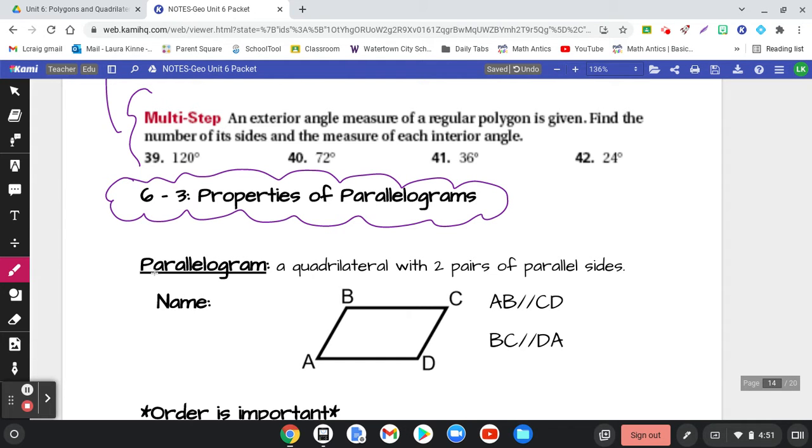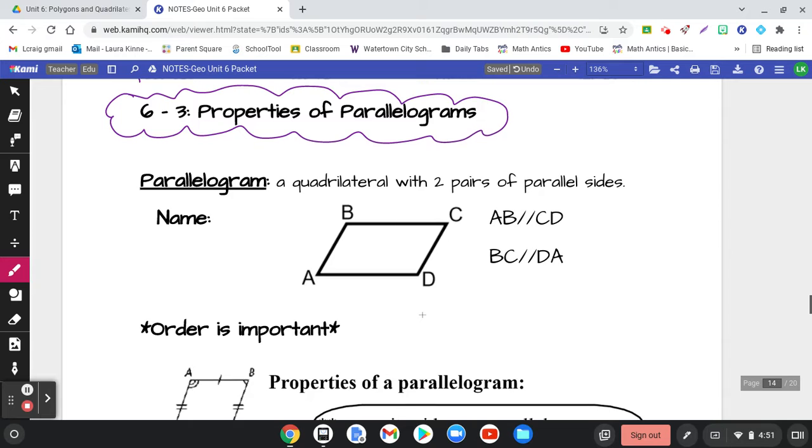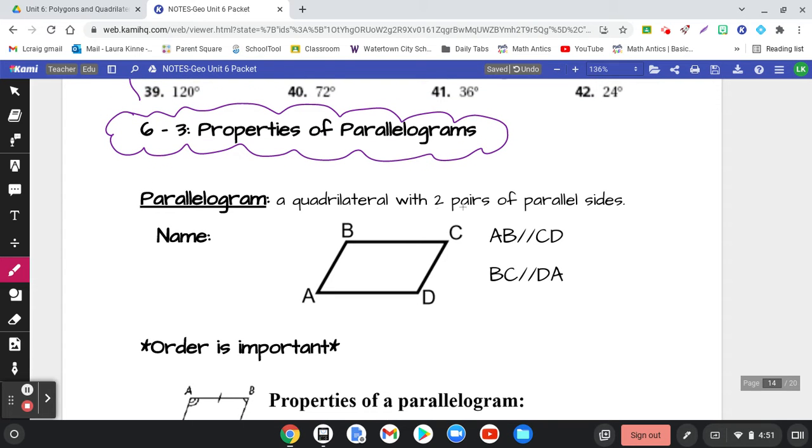All right, so first of all, a parallelogram is a special type of quadrilateral, and there's some properties that it has. It gets its name from the fact that it has two pairs of parallel sides. So AB is parallel to CD. Remember, it looks like a little arrow. And then BC is parallel to DA.